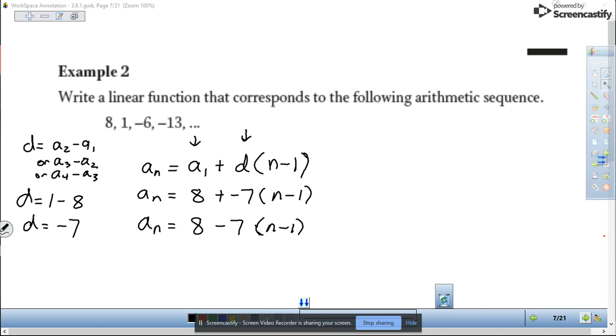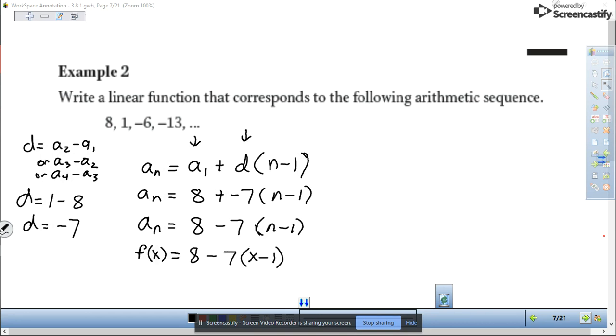So now I have my explicit formula. If I want to find a specific term in that sequence, I can plug in that number and subtract 1, then multiply by 7, and then do 8 minus whatever that number is. Now, one thing I do want to talk about, we mentioned it before, I could change this to function notation, and it would look like this.